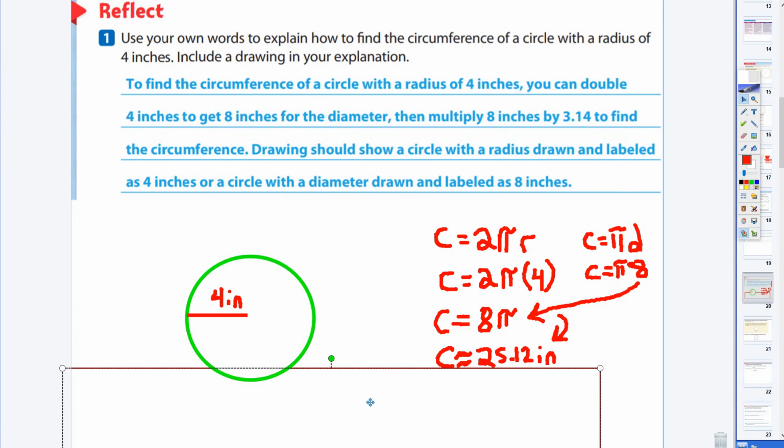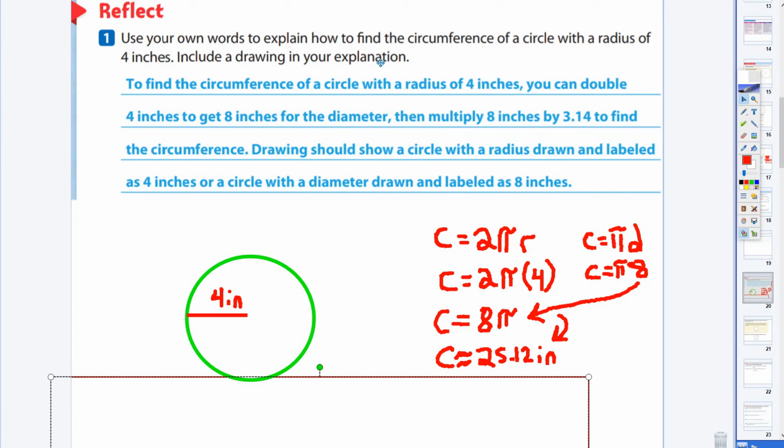They said to find the circumference, because it says explain it, use your own words. So to find the circumference of a circle with a radius of 4 inches, you can double 4 inches to get 8 inches for the diameter. Then multiply 8 inches by 3.14, just like we did, to find the circumference. The drawing should show a circle with a radius drawn and labeled, as we just did, 4 inches, or a circle with a diameter drawn and labeled as 8 inches.